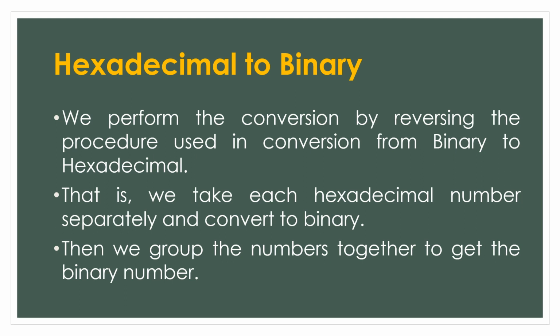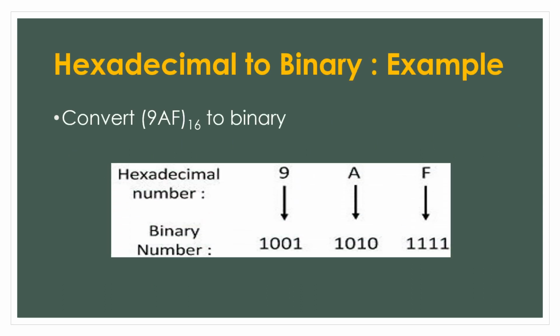Hexadecimal to binary conversion can be done by following these steps. We perform the conversion by reversing the procedure used in conversion from binary to hexadecimal. That is, we take each hexadecimal number separately and convert to binary. Then we group the numbers together to get the binary number. Here's an example of how to convert from hexadecimal to binary.